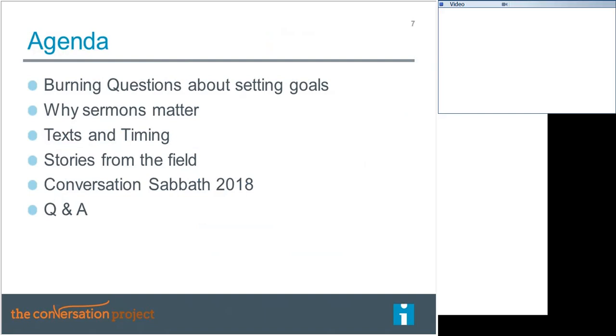So in the next 50 minutes, we will ask you to share any burning questions that arose from last session about setting goals for your work. Please use the chat, and we will do our best to weave answers into this session or reply to them via the follow-up email that will be sent out by Thursday. The other items on our agenda include why sermons matter, texts and timing, stories from the field. We'll talk a little bit about Conversation Sabbath 2018, and we will make more time for your questions at the end of this session. So let's just dive in.